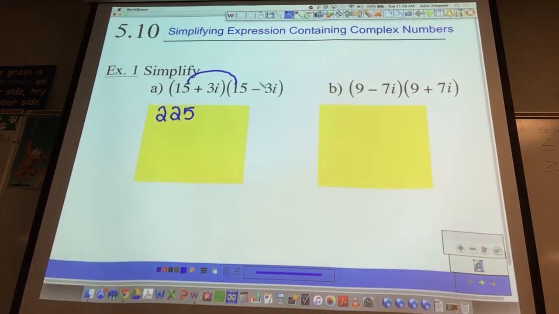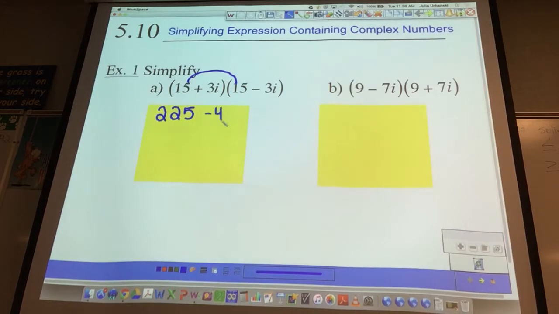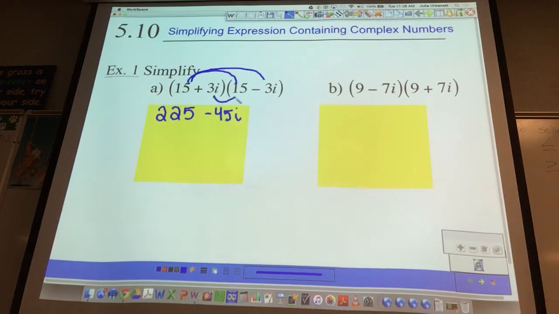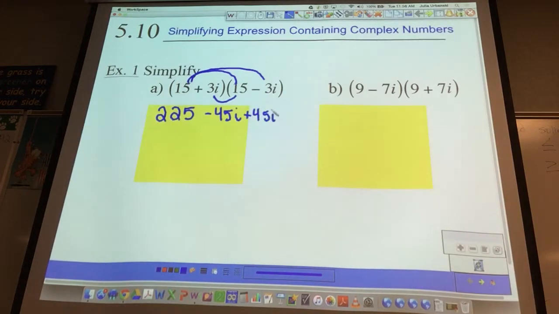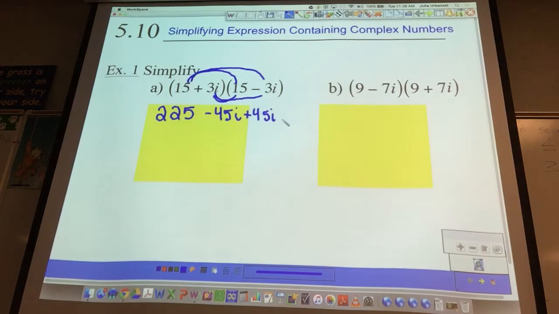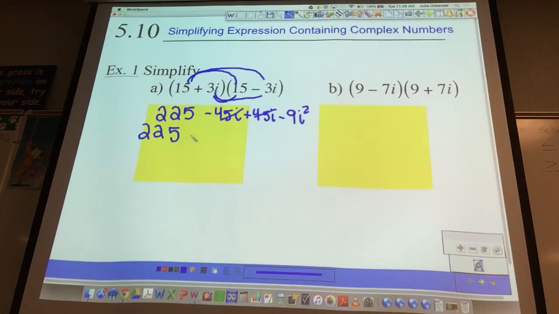Good. Negative 45i. I'm just going to write it out this one time. Negative 45i. And this one's going to be what? 15 times 3. Positive 45i. And then this one becomes minus 9i squared. What you need to notice is that when the numbers are the same, 15 and 15, 3i and 3i, but one's plus and one's minus, the middle terms always cancel out. So all you really have to do is 225 minus 9i squared.